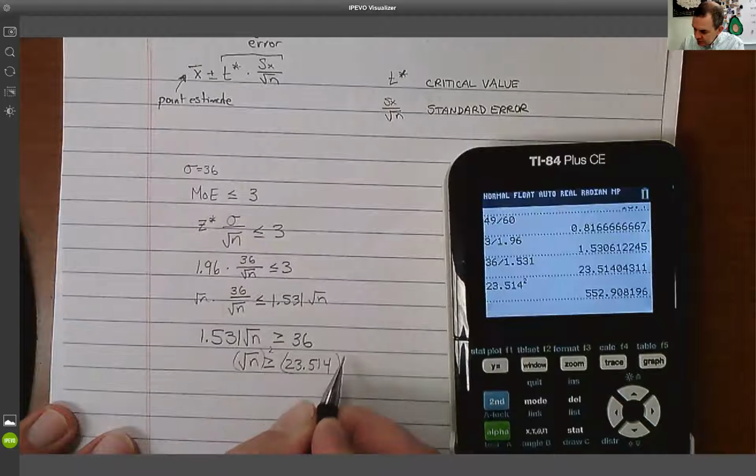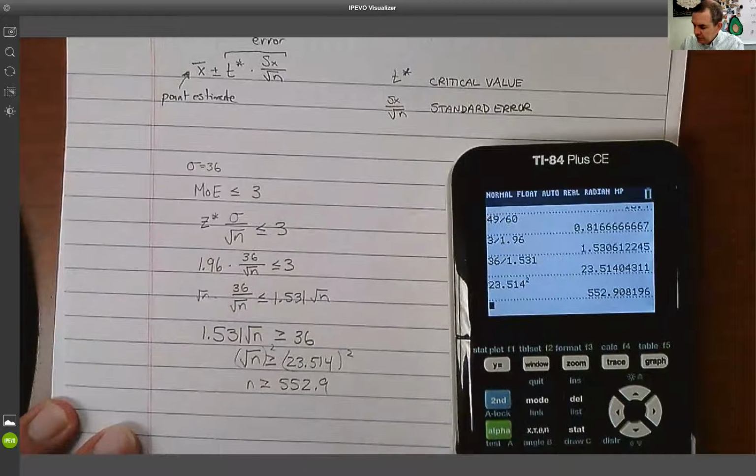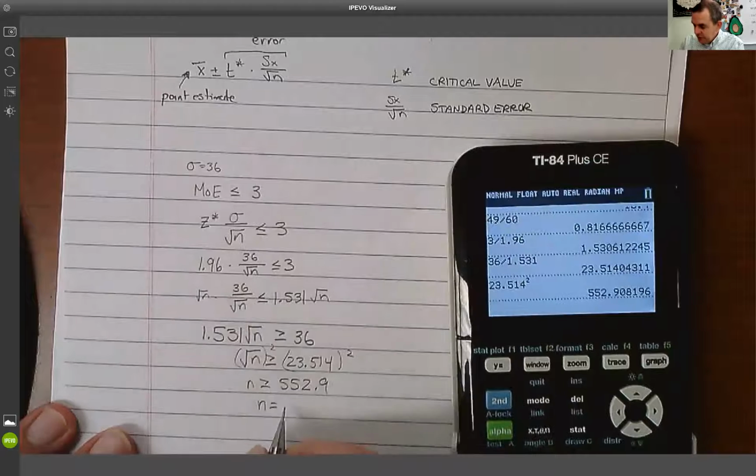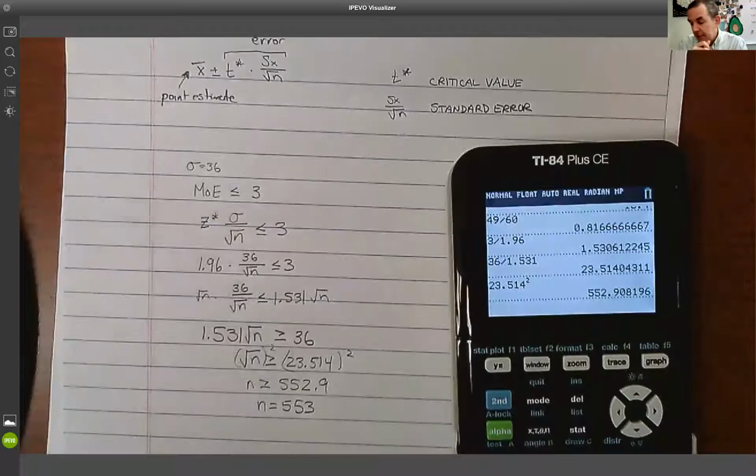Squared, and that's going to say n needs to be greater than or equal to 552.9. We always round up. So the sample size we need is 553. So we would need to take 553 households to get within a margin of error of about 3 pounds.